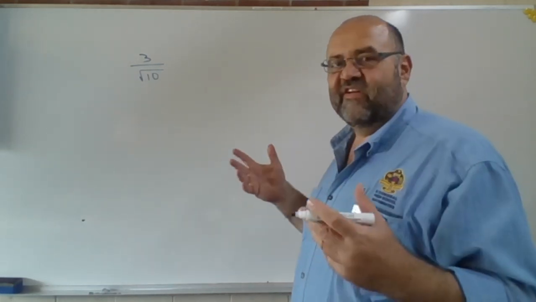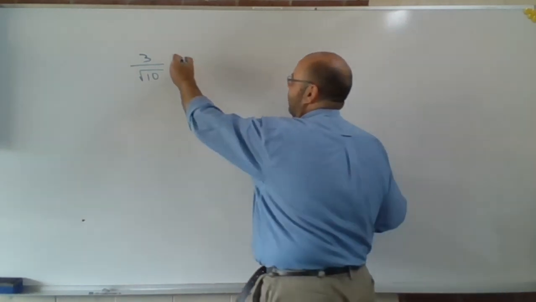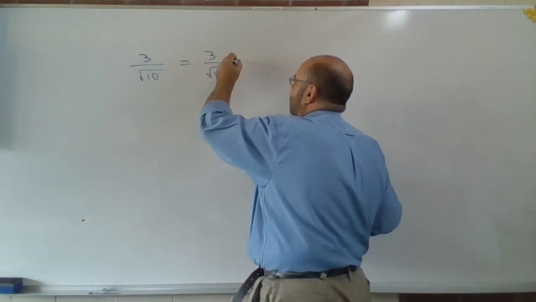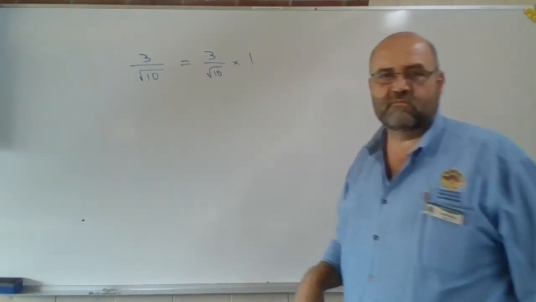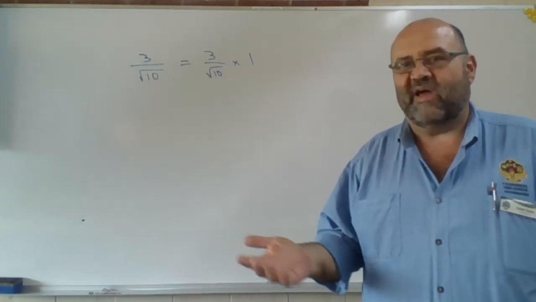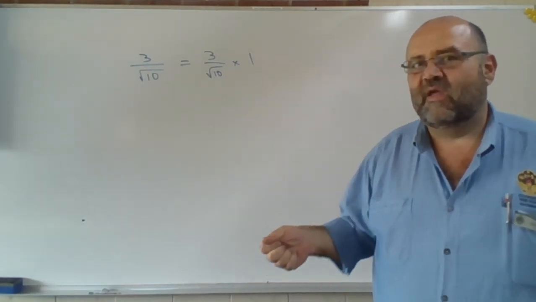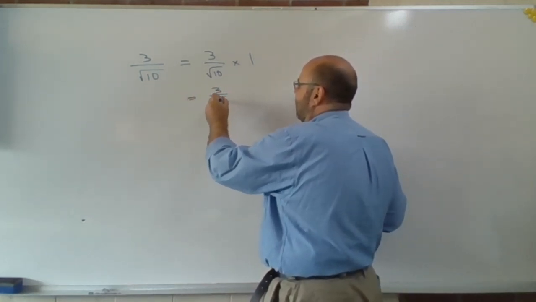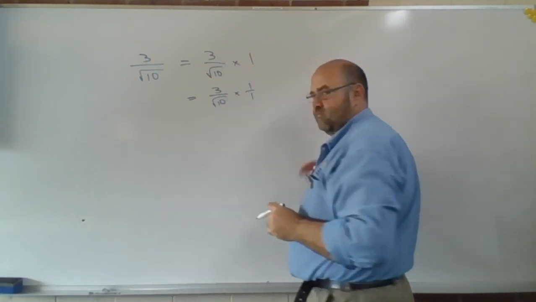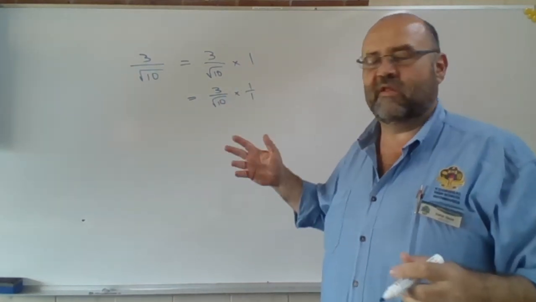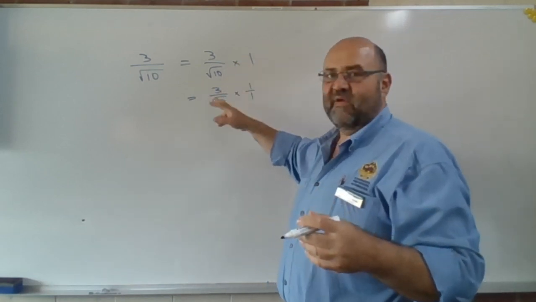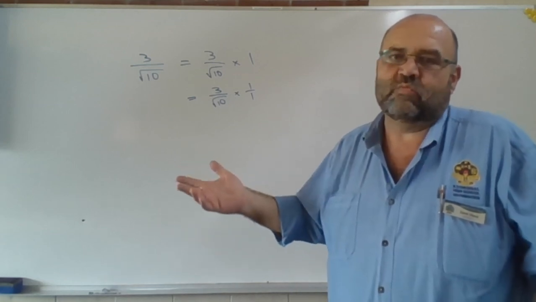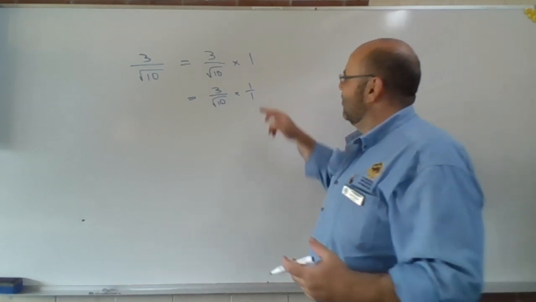So you wouldn't disagree with me that 3 over root 10 is exactly the same as 3 over root 10 multiplied by 1. If I multiply something by 1, it doesn't change. Well, then in that case, you wouldn't disagree that 3 over root 10 times 1 is the same as 3 over root 10 times 1 over 1, because 1 over 1 is just 1.